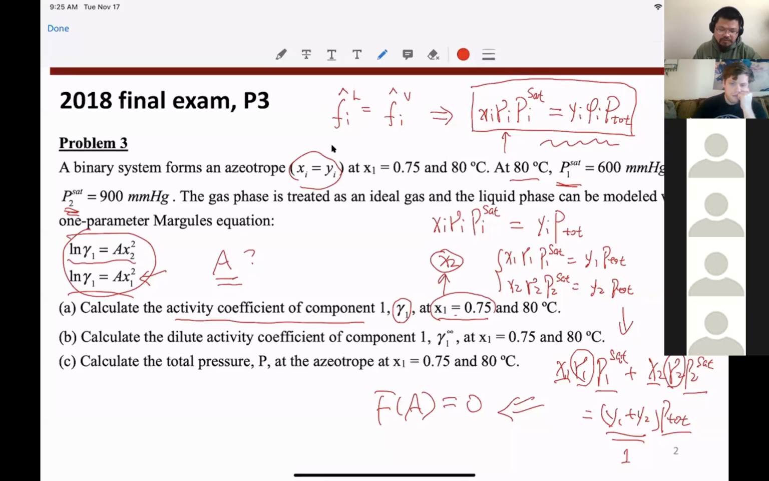Now, if you have the expression for the A value, then for part B, we need to calculate the dilute activity coefficient. For the dilute case, we just need to push some value to 1 or 0. If we calculate for component 1, then dilute means x1 goes to 0. If you have the general expression of the activity coefficient of 1, push that to the limit, and then you should have this.